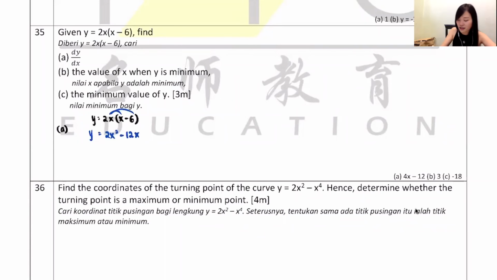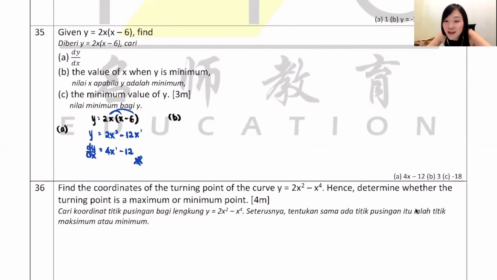So if I already got y, I want to find dy dx. It's not a problem at all. All I need to do is times the power and minus 1. So 2 times 2 is 4, power minus 1, x to the 1. 1 times negative 12 is negative 12. Power minus 1, no more x. Yep, I already got my dy dx. So A, you guys understand?